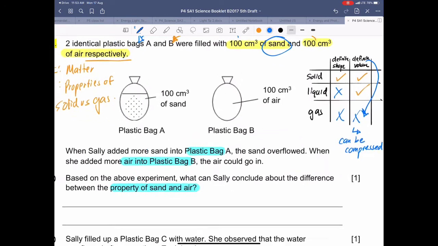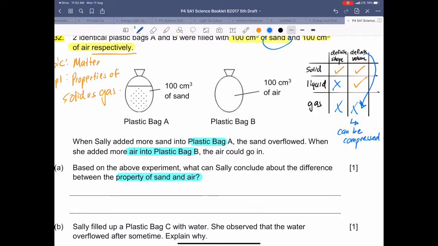So based on the experiment, what can you conclude? We know that you cannot add any more sand into A. This tells me which property? Definite volume. It's talking about definite volume here. So we can say that sand cannot be compressed but air can be compressed, or sand has a definite volume or air has no definite volume. Okay?